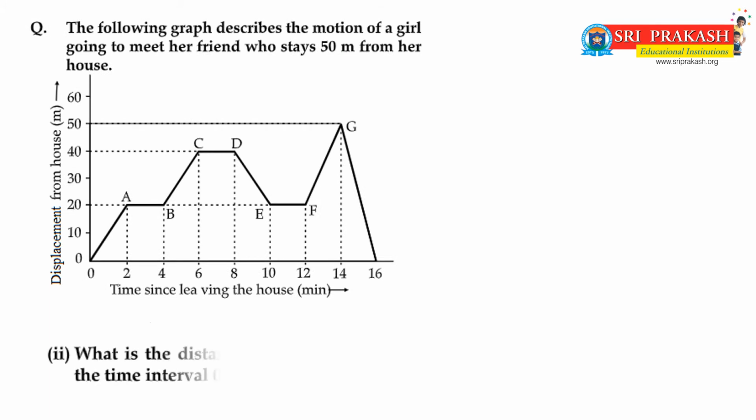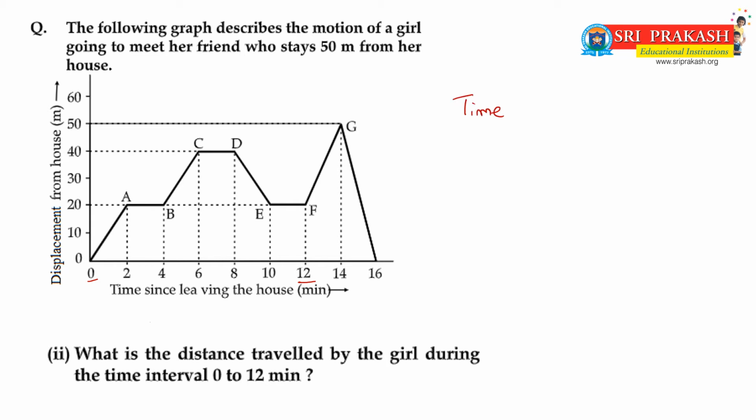The second question is, what is the distance traveled by the girl during the time interval 0 to 12 minutes? On the x-axis, time 0 to 12 minutes. On the y-axis, we have the displacements. We will divide the time into intervals of 2 minutes and find the distance traveled in each interval separately. From 0 to 2 minutes, on y-axis we have positions from 0 to A, which is equal to 20 meter.